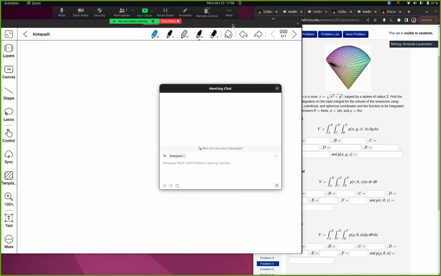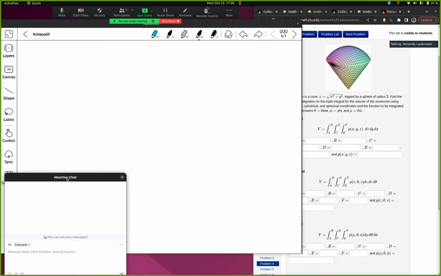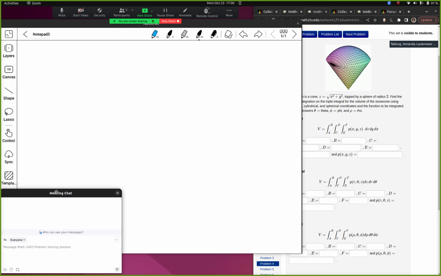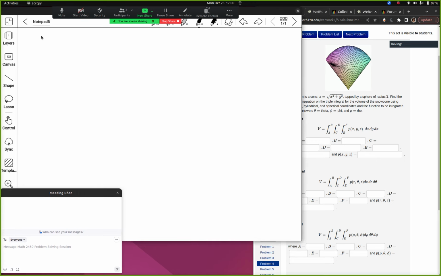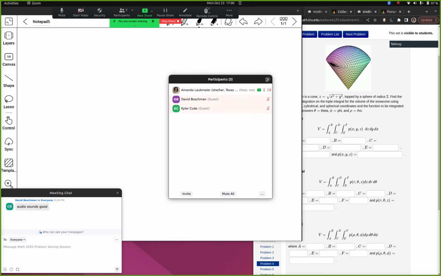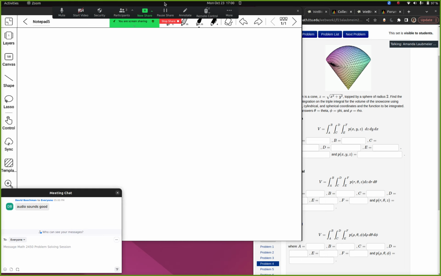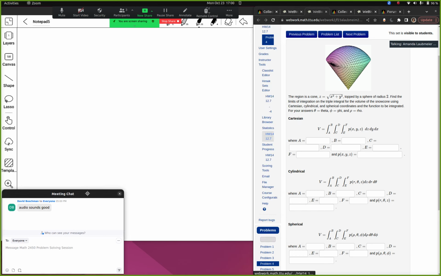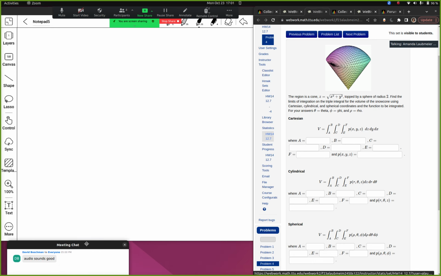To those of you in the Zoom, sorry while I get everything set up. Can you all let me know if you can hear me okay? Okay, great. I'm going to leave this chat window where I can see it while I get started on everything.